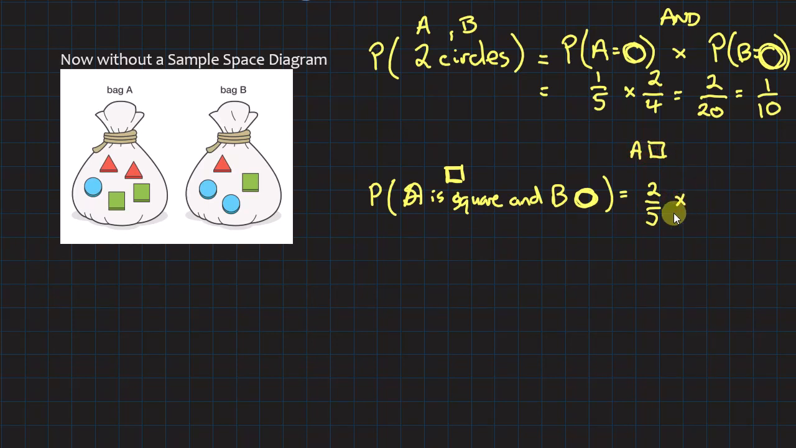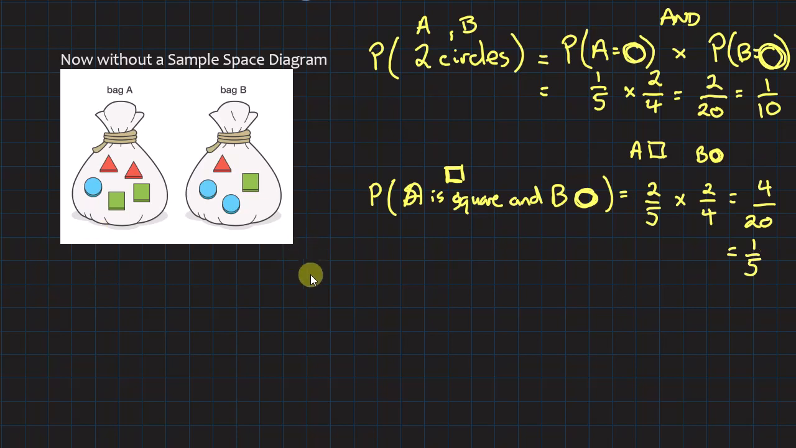and so and is a multiplier. Blue bag B is a circle, and that's 2 out of 4 again. Multiply through, I've got 2 times 2 is 4, 5 times 4 is 20, and that simplifies to 1/5. Let's do one more and then we'll check our answers.